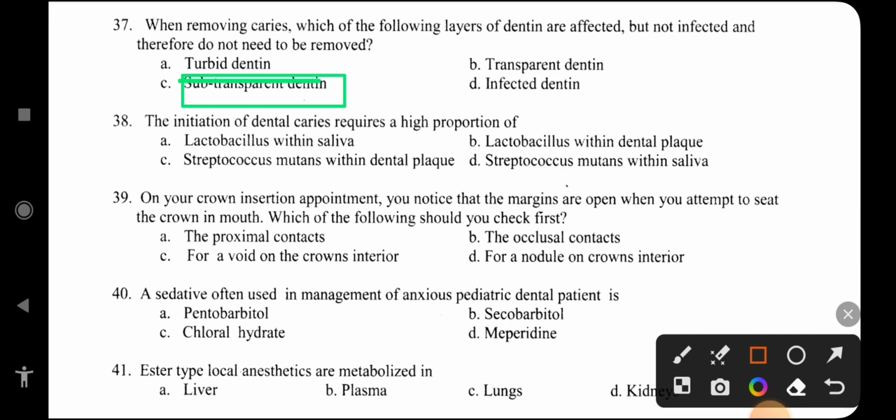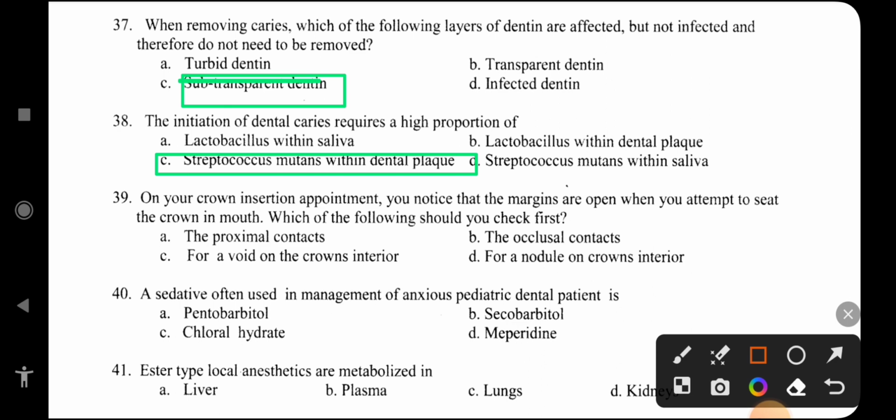The initiation of dental caries requires a high proportion of: lactobacillus within saliva, lactobacillus within dental plaque, streptococcus mutans within dental plaque, or streptococcus mutans within saliva. And the correct answer is streptococcus mutans within dental plaque. It has the high proportion for the initiation of dental caries.